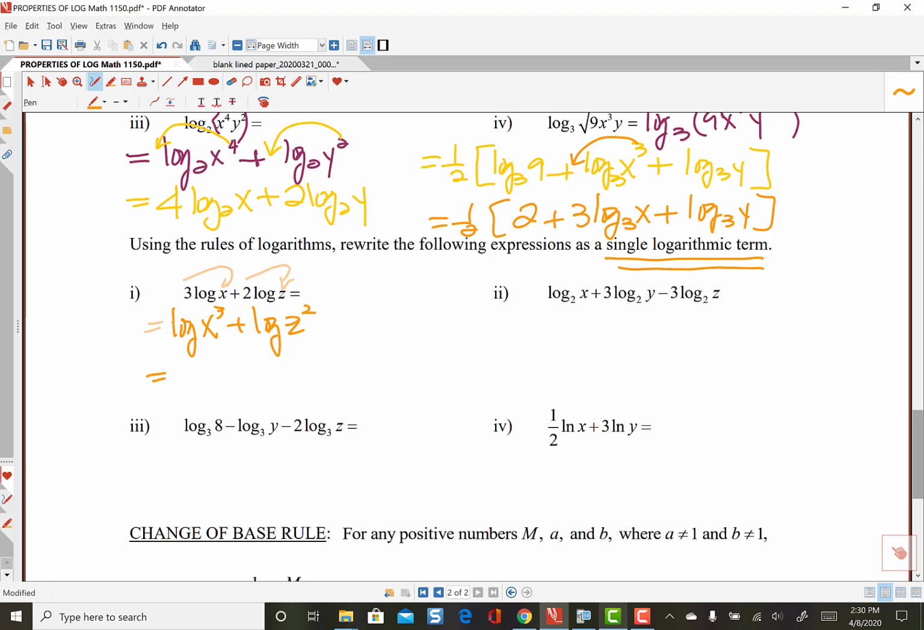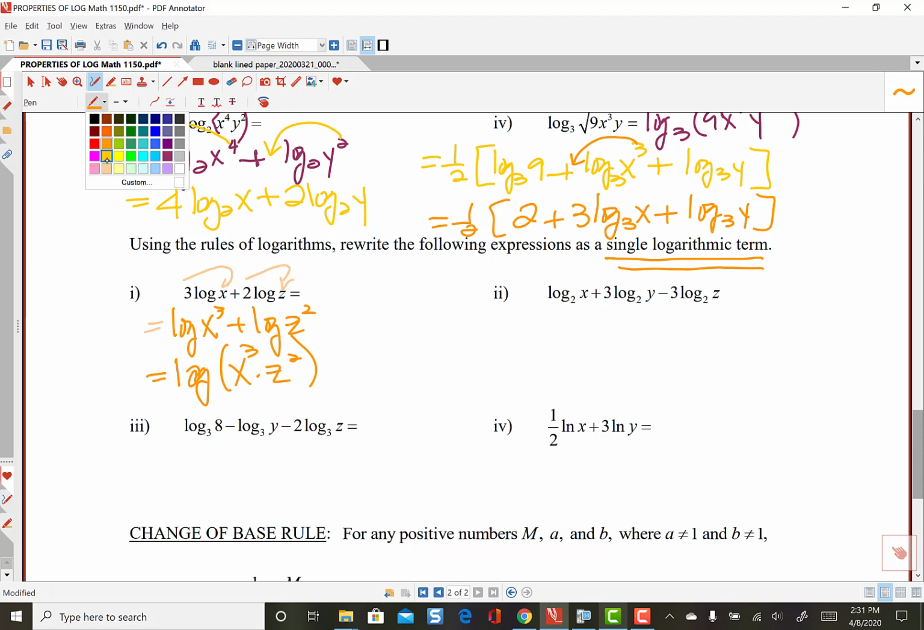Now here you've got to remember your rules of logarithms, and that is if you are adding the logs, these expressions are being multiplied. So when I go to write this in a single logarithmic term, I'm going to have x cubed times z squared. And again, if you're looking at this, what's going to be the base on it? It's a base 10. Okay? All right, so let's see again.